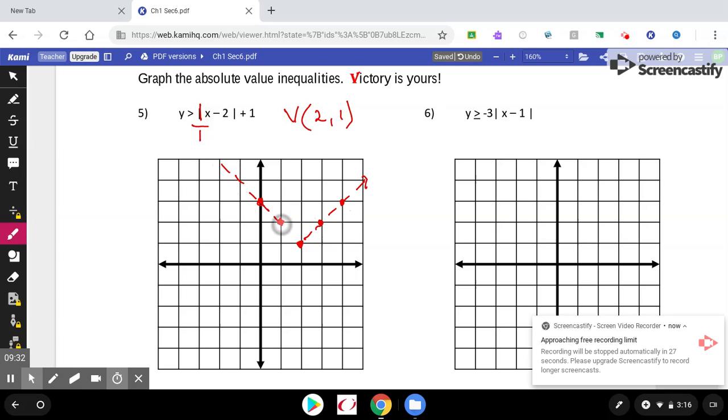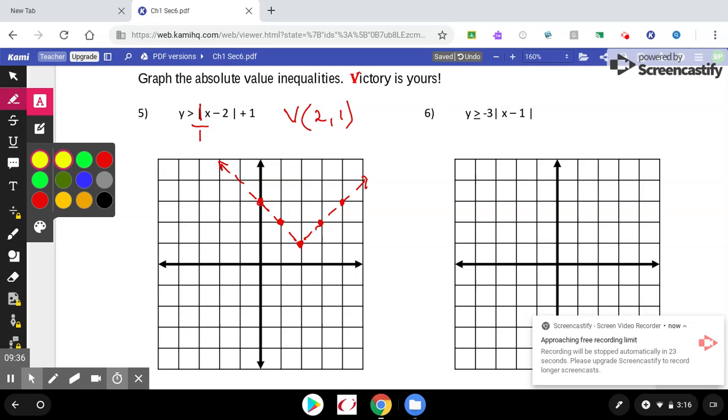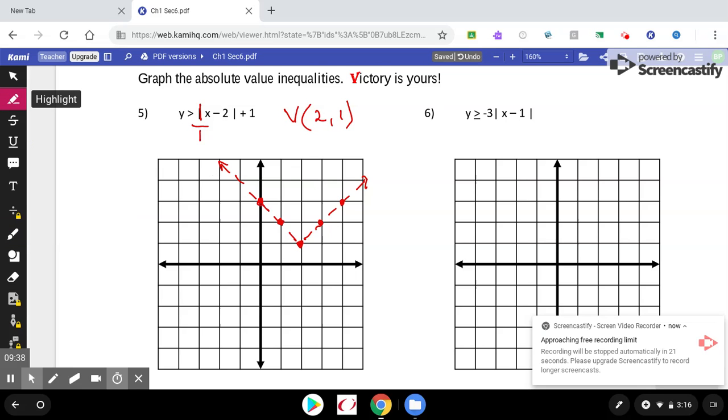So the only thing keeping me from being done here is to shade. Well, it's a V-shaped graph. That doesn't make it any tougher. It still says greater than, and greater than means above. So I got to shade above my graph that I just made. Just coincidentally, it's a V. So if you want to think in terms of inside or outside of the V, that'll work as well. But nonetheless, it's still up, greater than, or above.